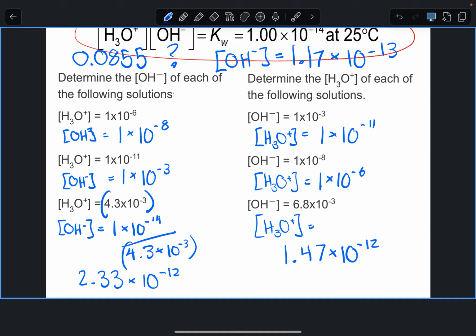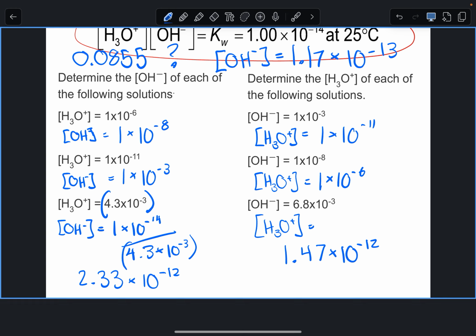So hopefully you saw pretty quickly those top 4. When you have the coefficient of 1, the exponents just have to add up to the 14. So it gives you a really pretty clear sense of where things are at. Just like when it was neutral, it was 1 times 10 to the negative 7th. It was 2 7s. They add up to 14. So like here, negative 11, that's going to be 1 times 10 to the negative 3rd. Okay, they have to add up to 14. Okay, so this is the first important relationship.